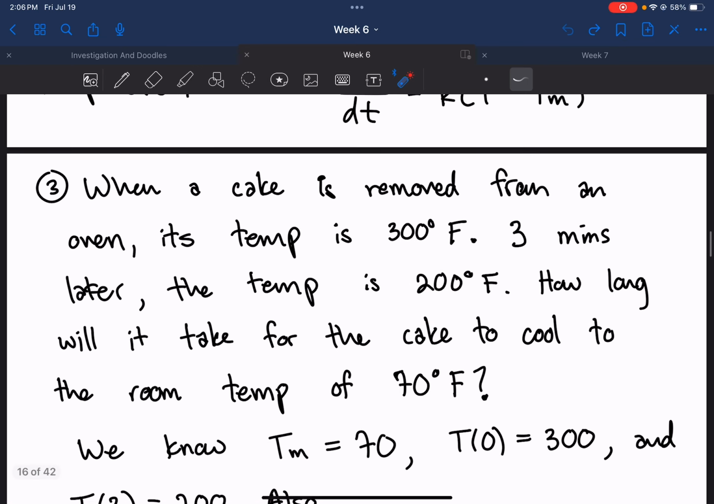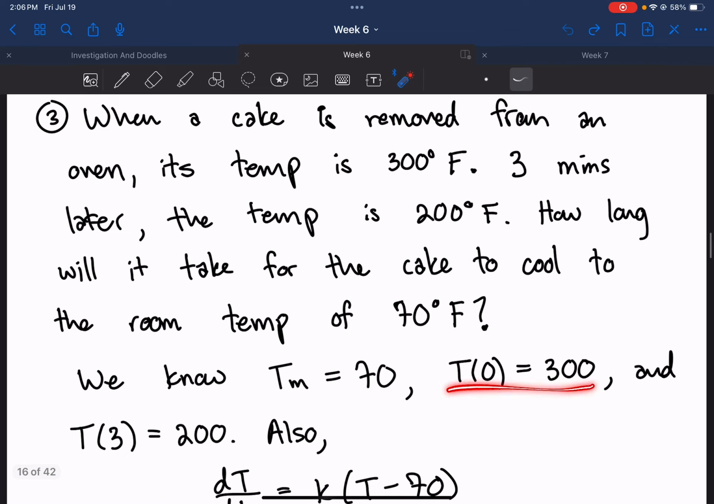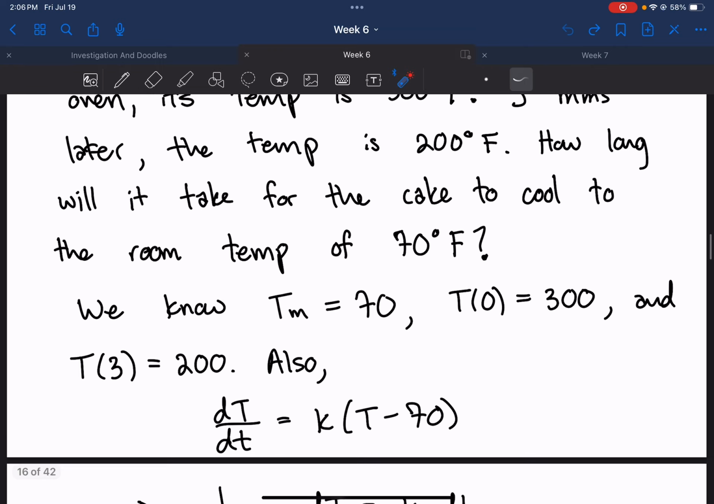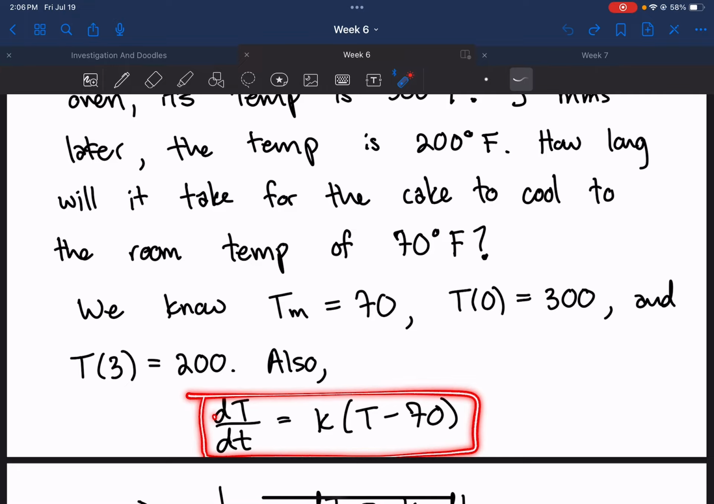And they told us the room temperature, right? This is the ambient temperature of the air. This is the time 0 temperature, and this is the time at 3 minutes temperature. And so we know that dT/dt is k times (T minus 70).